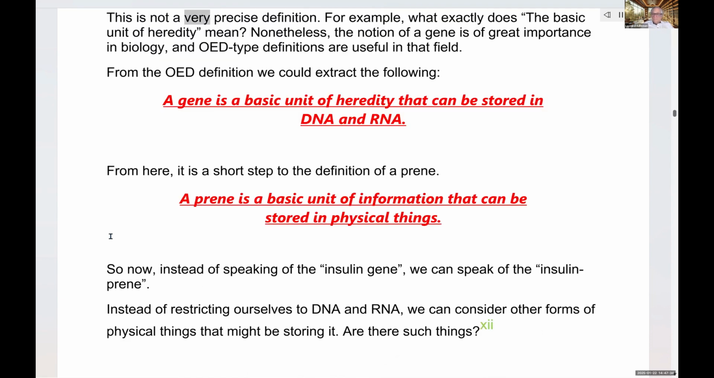This is not a very precise definition. For example, what exactly does the basic unit of heredity mean? Nonetheless, the notion of a gene is of great importance in biology, and OED-type definitions are useful in that field. From the OED definition we could extract the following. A gene is a basic unit of heredity that can be stored in DNA and RNA. Okay, so that much we could extract from the definition.